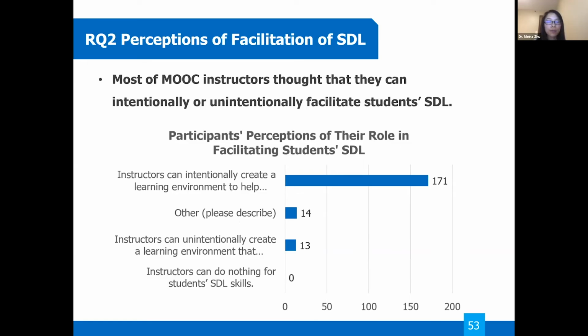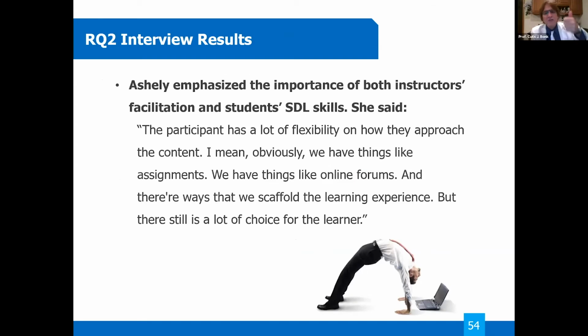In terms of their perceptions of facilitating self-directed learning, a majority of MOOC instructors think that they can intentionally or unintentionally create a learning environment to help students' self-directed learning. So that's the positive finding there. Yeah, they say, we can do it. We can do it, you know? So it's no problem. You may disagree, but these instructors said yes.